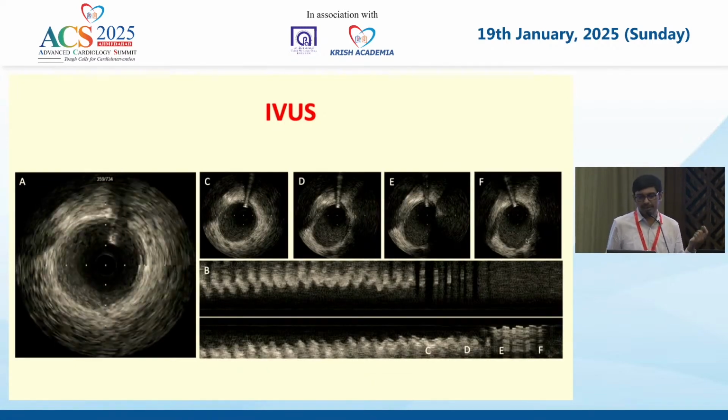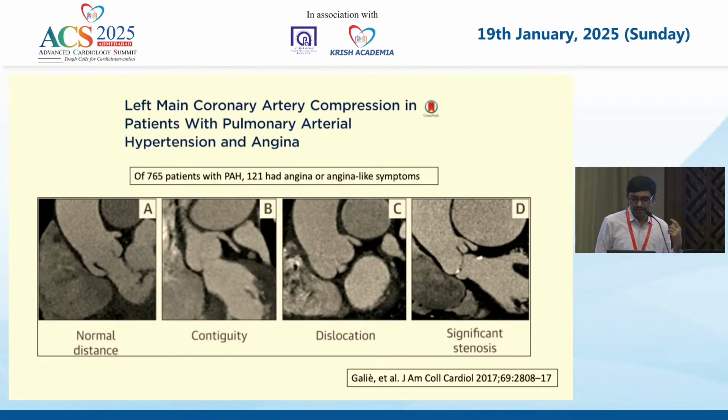This patient was left alone for medical treatment. And this is an elegant study published in 2017, where you observe various things in a patient with severe PAH. One, this is normal distance. You just see that there is a gap between your left main and pulmonary artery here. Even though here both are contiguous, there is no compression and there is some form of dislocation, but still lumen areas are adequate.